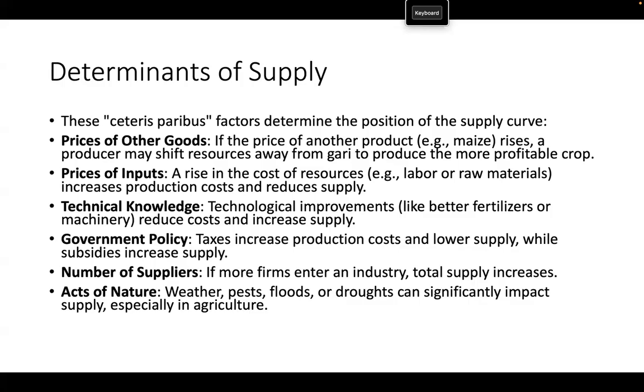And also, the number of suppliers in the market. When more firms enter an industry, the total supply increases. A typical example is the time that Ghacem was the sole supplier of cement. During that period, the supply of cement was at a lower level. But now we have several firms in the market all producing cement. The total supply of cement is at a higher level because more suppliers are in the market.